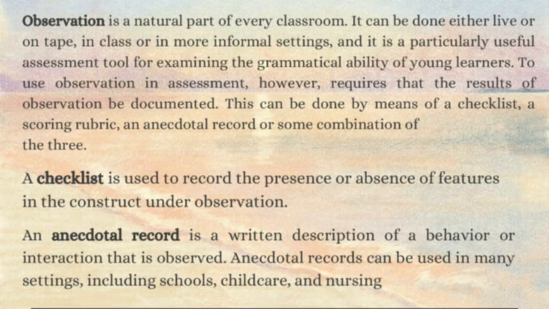Second, we have the checklist. It is used to record the presence or absence of features and the construct under observation. A checklist provides a quick and easy way to keep track of students' grammar performance, while scoring rubrics offer a more detailed and structured approach to evaluate their abilities.